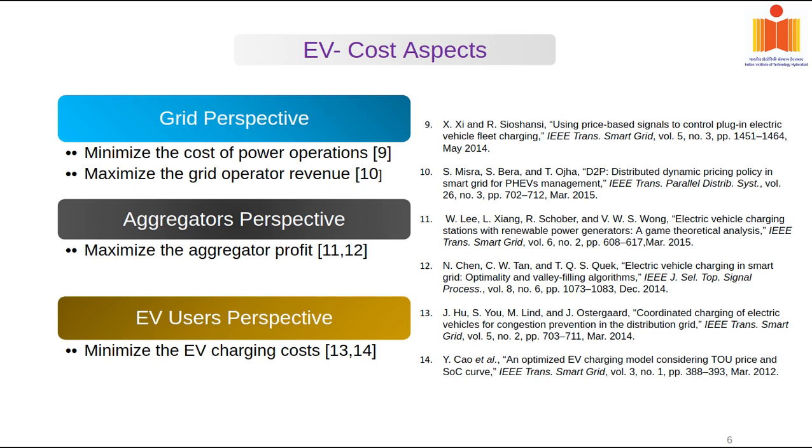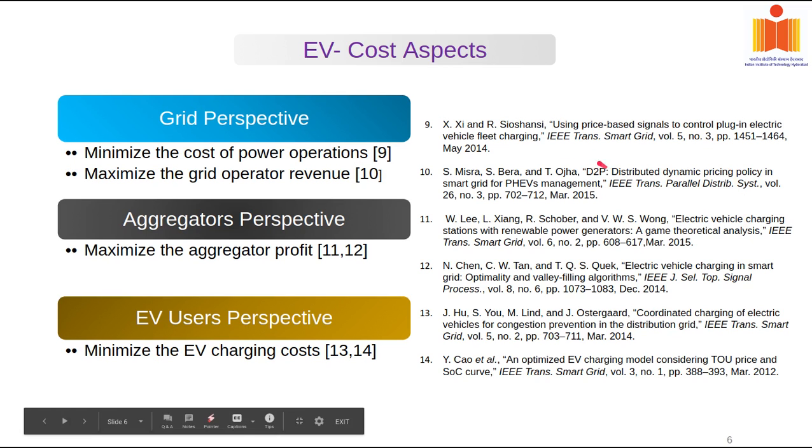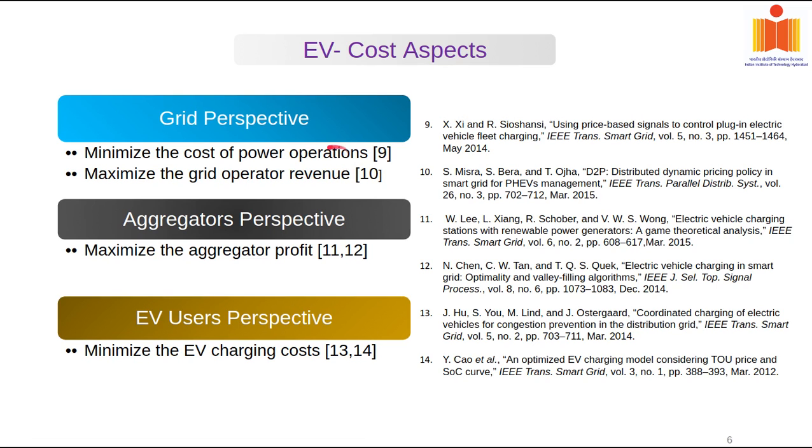Now earlier, what I showed was the operational aspects. Now this slide is related to cost. From the grid perspective, there is minimization of the cost of power operations and minimization of grid operator revenue. So these are some of the terms. And from the aggregator's perspective, there is maximizing the aggregator profit.